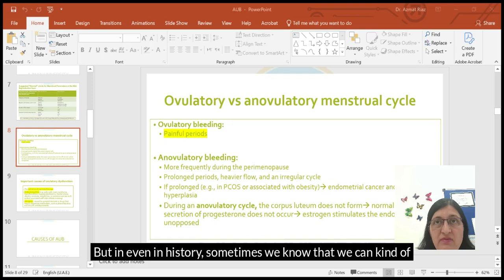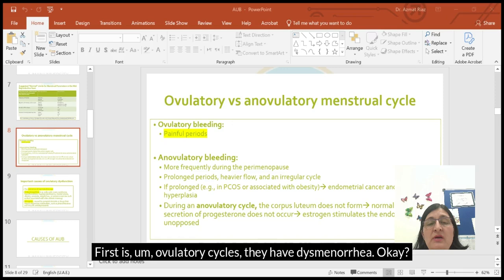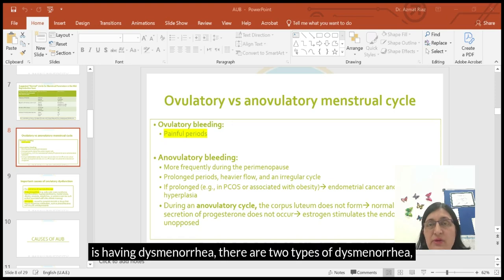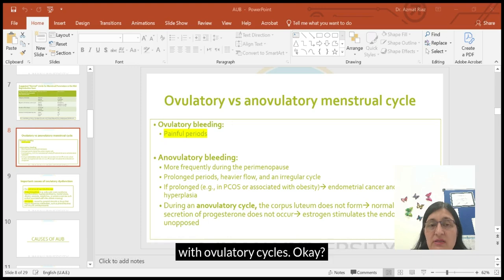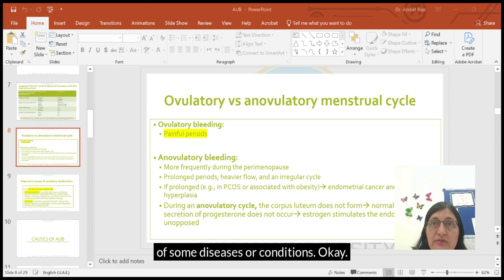But even in history, sometimes we can kind of guess whether a patient is having ovulatory or anovulatory cycles. First, ovulatory cycles have dysmenorrhea, so they have pain. However, please note that there are two types of dysmenorrhea: primary and secondary. Primary is normal. Primary dysmenorrhea is associated with ovulatory cycles. Secondary dysmenorrhea is pathological, because of some diseases or conditions.